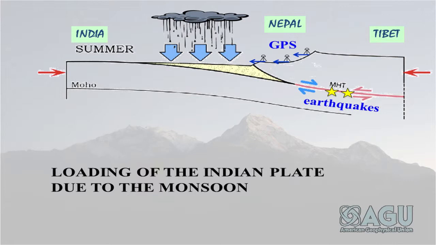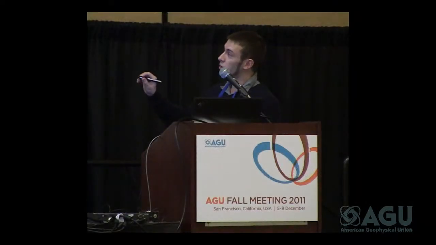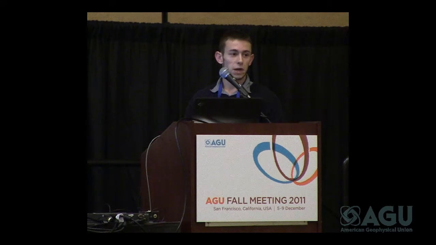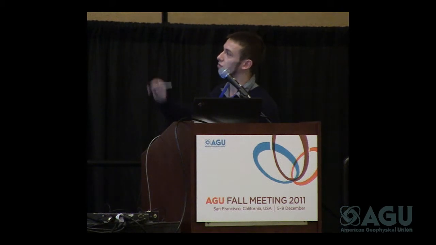And the boundary between the two is that fault. So MHT stands for Main Himalayan Thrust Fault. That's the main fault that we have under the mountains. And so that fault just slips during big earthquakes. The rest of the time it's locked. And so all the energy from the plate convergence is accumulating on that fault as a stress.